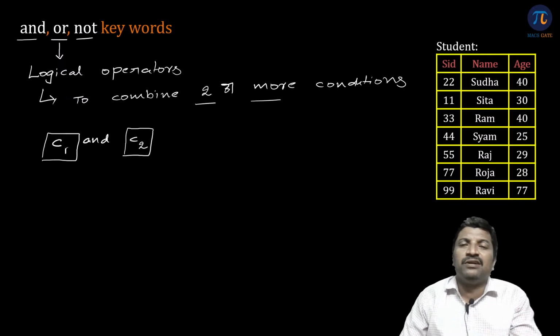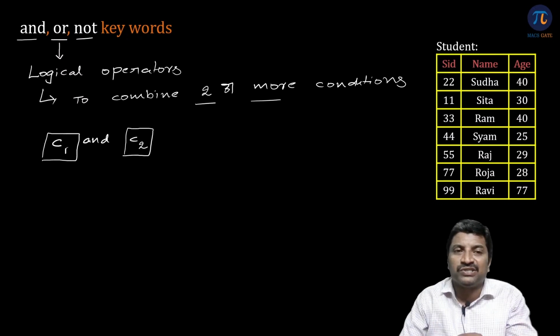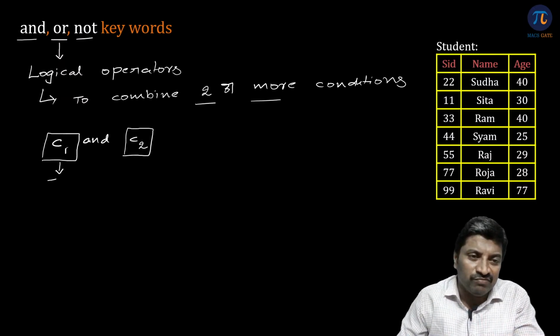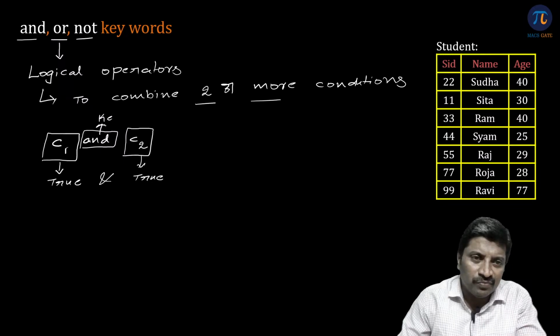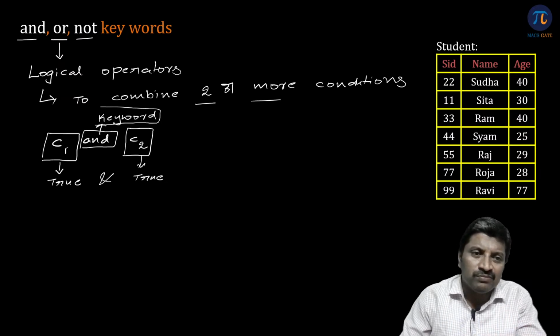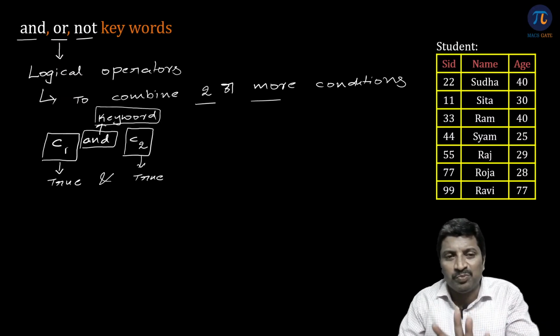So it will filter or select the records for which condition 1 is true as well as condition 2 is also true. Both must happen, sir. And there is no need to use any symbol. This is the keyword you can use directly. We don't specify any symbol, sir. Directly you can use the keyword. We will see some examples, sir.